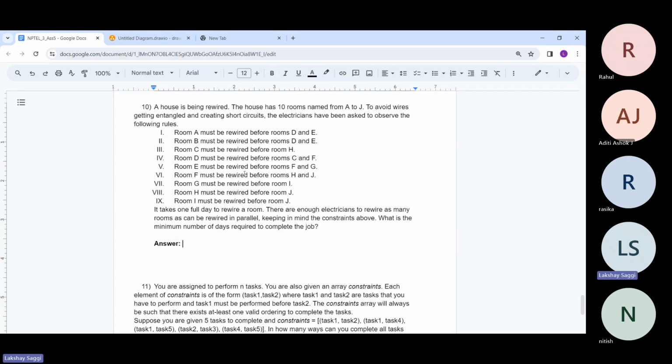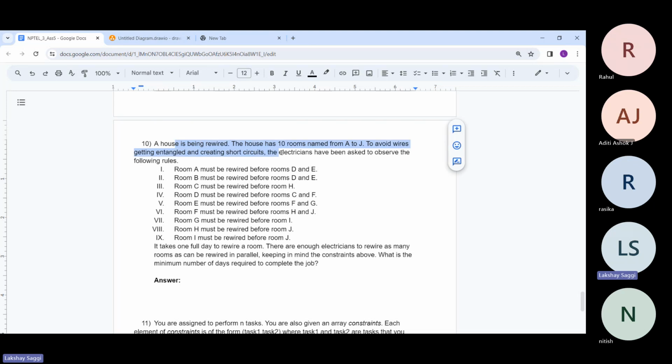So the 10th question says that a house is being rewired, and let's say the house has 10 rooms named A to J. And now to avoid the wires getting entangled and creating short circuits, the electricians have been asked to observe the following rules. So to avoid wires being entangled, there are some constraints: room A must be rewired before rooms D and E. Similarly, B should be rewired before D and E.